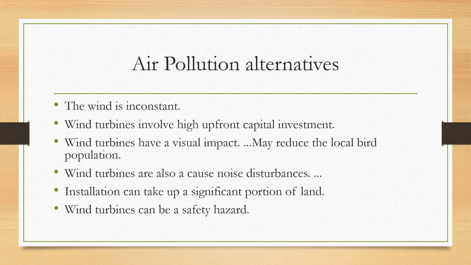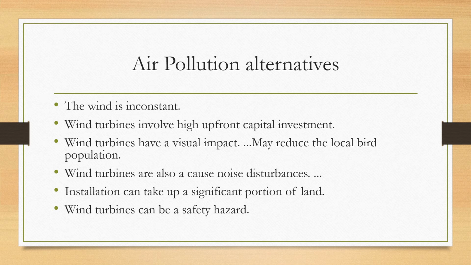Alternative 2. Wind energy. Wind energy is also a natural and renewable resource to produce electricity. They don't emit any greenhouse gases to the ozone, even though people don't use it. There are 6 reasons why people don't use it. First reason, the wind is inconstant. Reason 2, wind turbines involve high upfront capital investment. In short, they are costly.